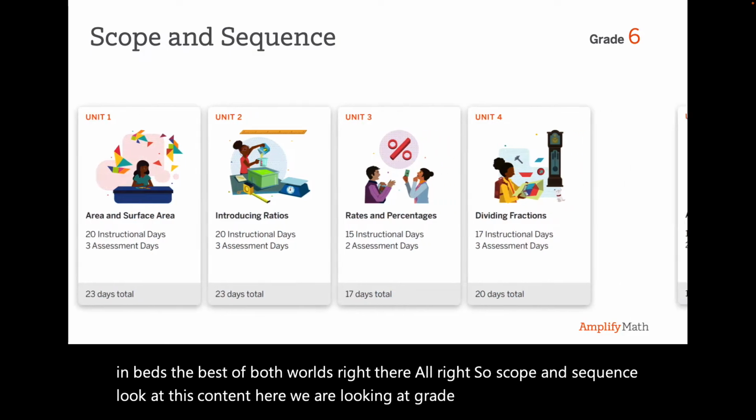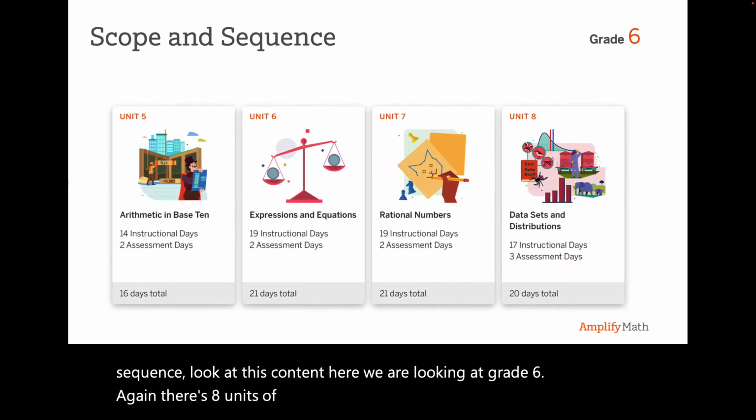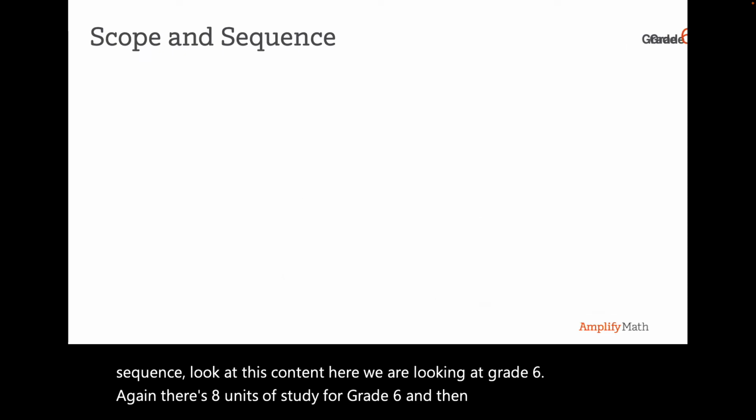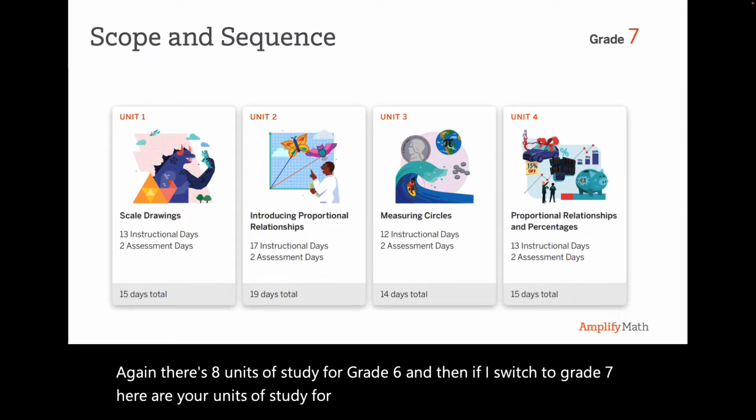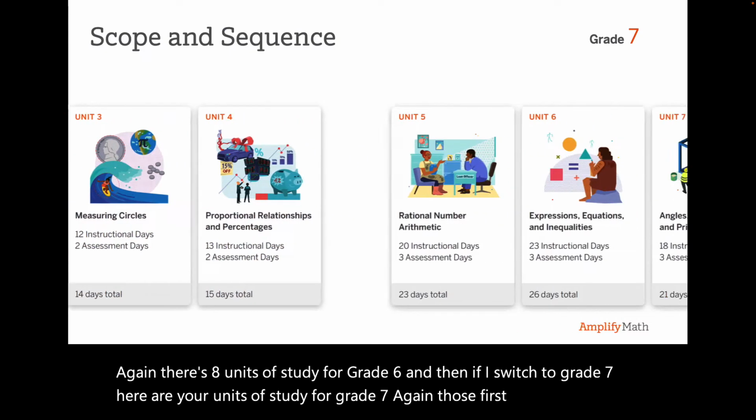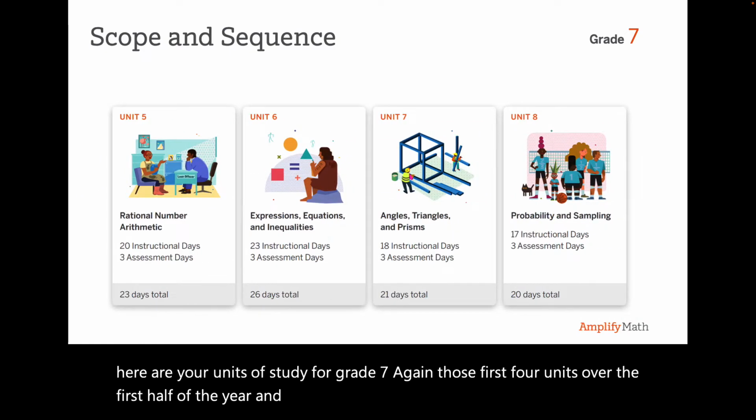Again, there's 8 units of study for grade 6. And then if I switch to grade 7, here are your units of study for grade 7. Again, those first 4 units over the first half of the year, and then we wrap up the second semester with these last 4 units as well.